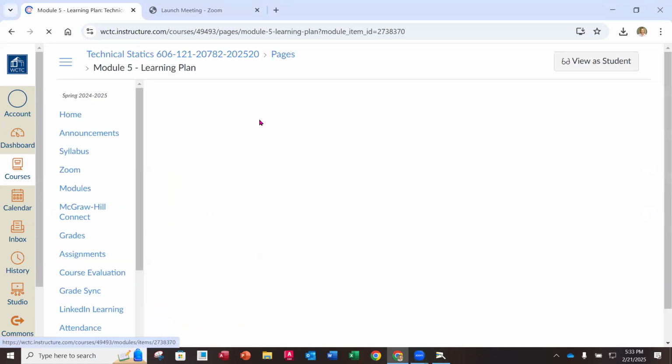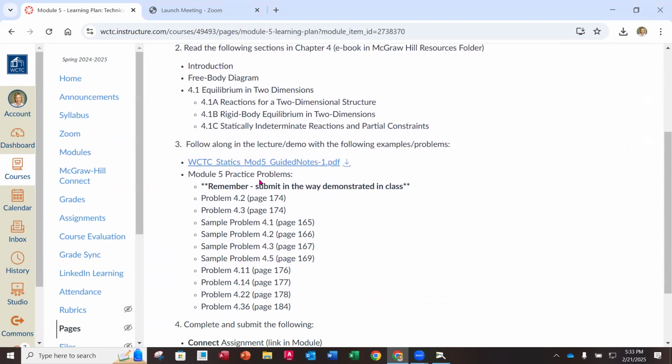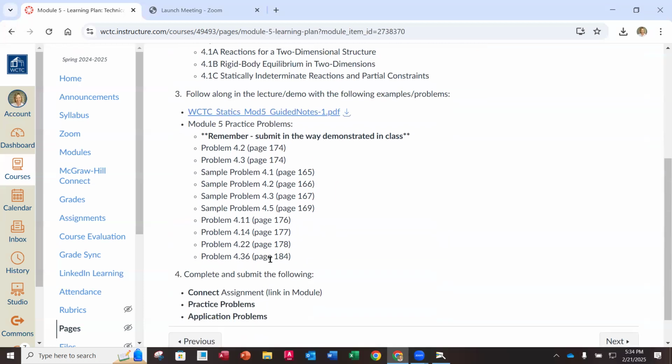I'm just going to revisit our learning plan. As you know, we're in chapter 4. This is the McGraw-Hill ebook, so we're back in the ebook for this module. And I do have the guided notes here. We started this, I'm going to say about halfway done the last time that we were together. So we're going to continue on through the rest of the problems here this evening, which will then set you up for your application problems.